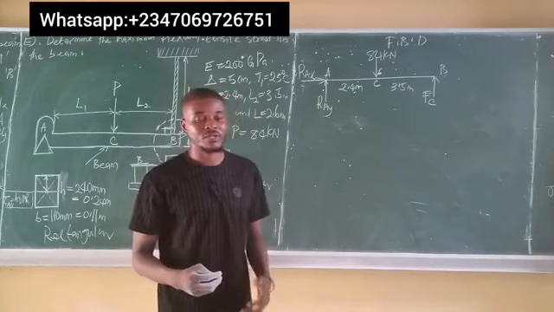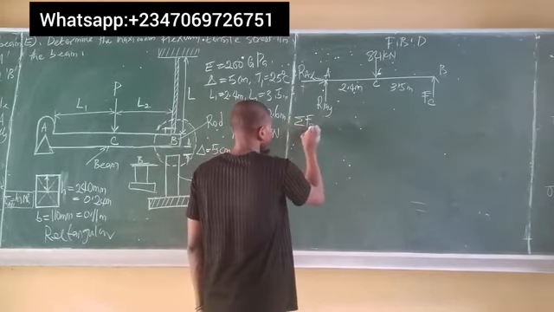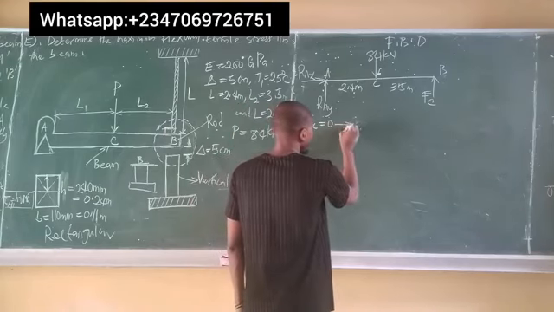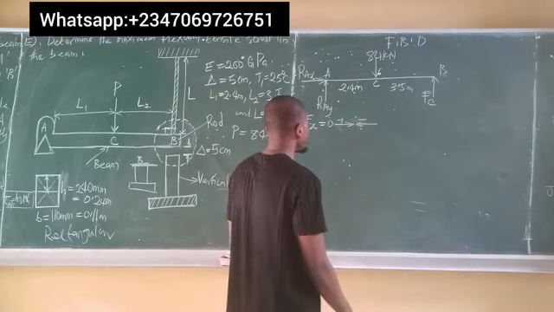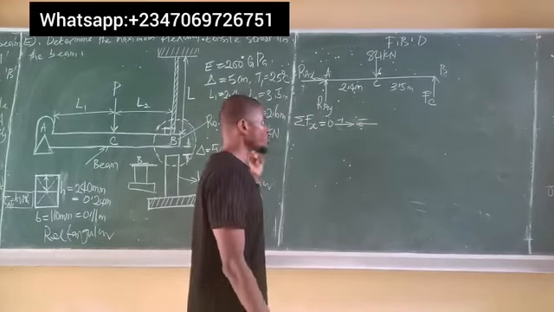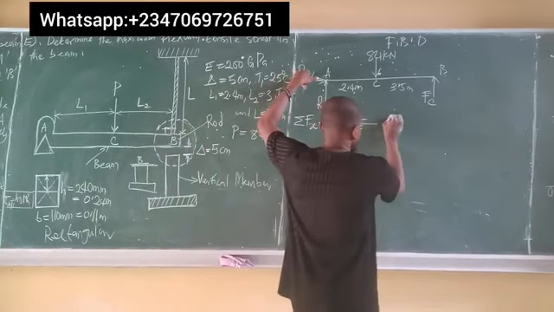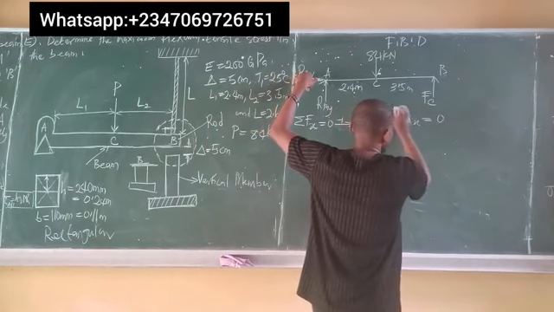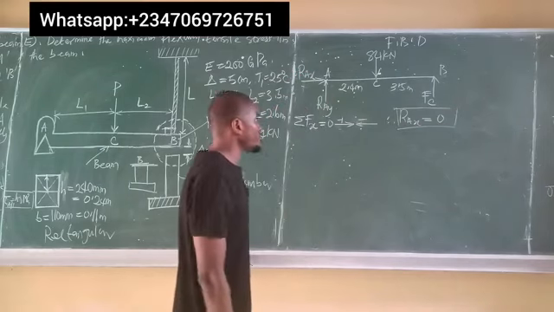What are the equilibrium laws? The first law is summation of all horizontal force, summation Fx is equal to 0, considering all forces pointing to the right to be positive and forces pointing to the left to be negative. And if you look at this beam, only one force points horizontally, and that is RAX. So this simply means that RAX is equal to 0. Hence, the horizontal reaction at point A automatically becomes 0.